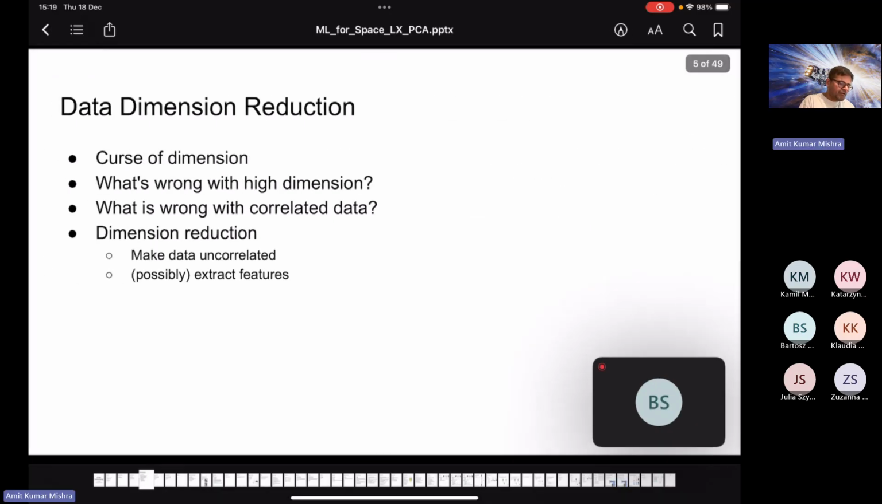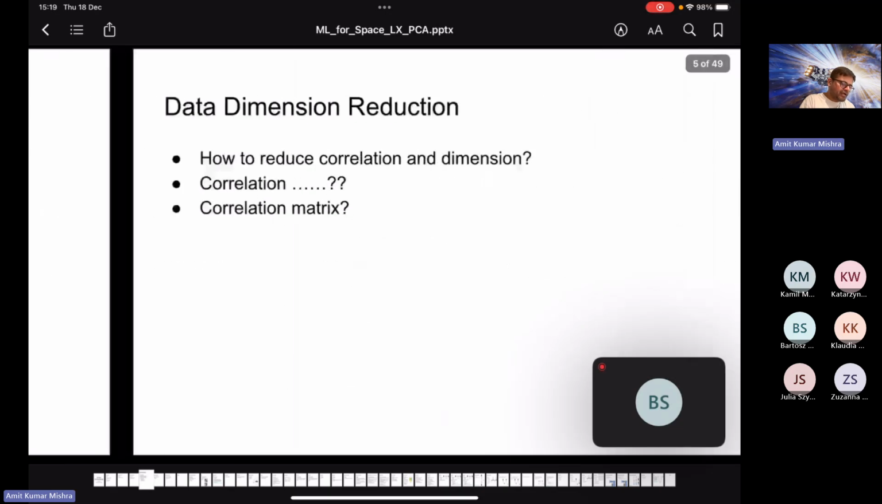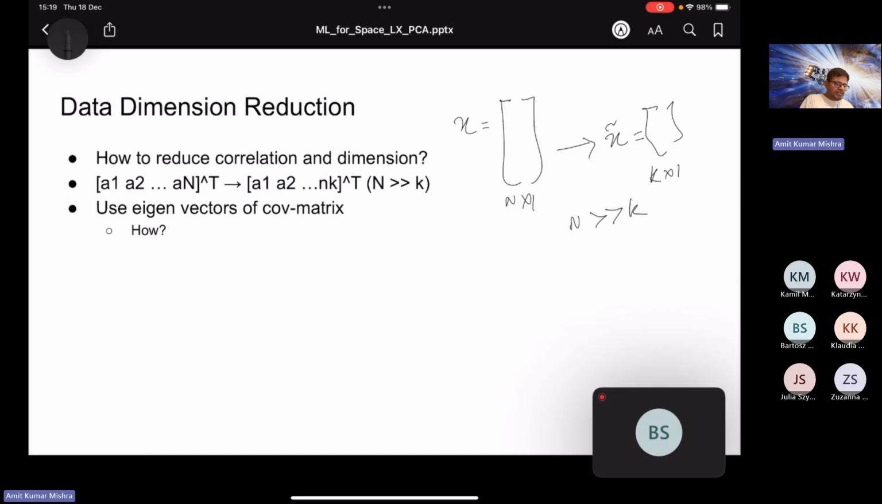We have called that the data matrix. We haven't named it anything, so okay, let's name it D. Let's say you have got the data matrix D. It has got m rows and n columns, right?